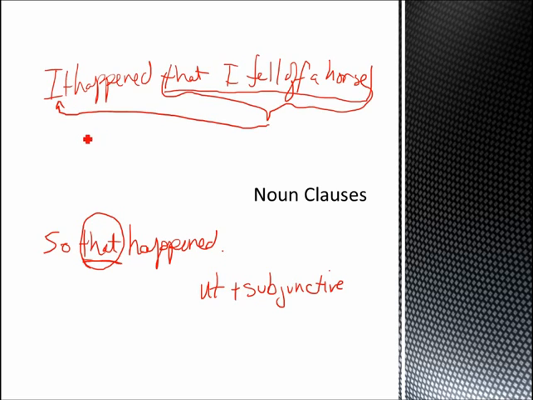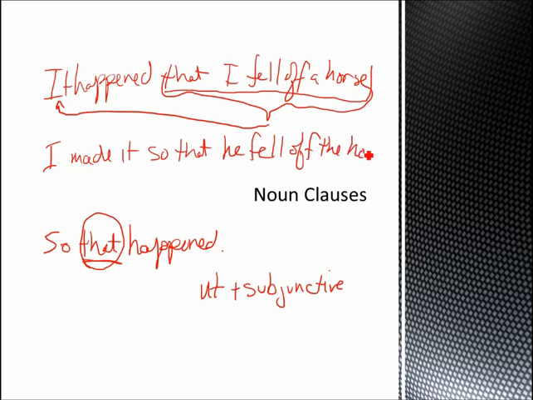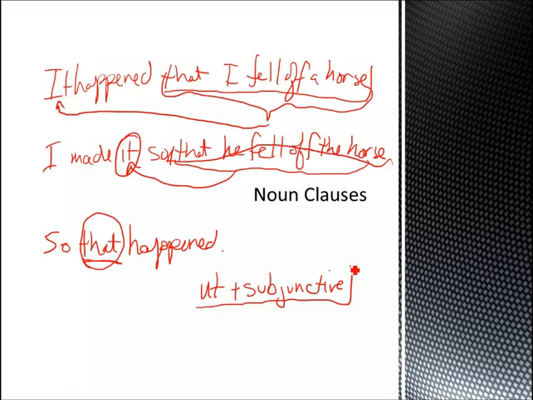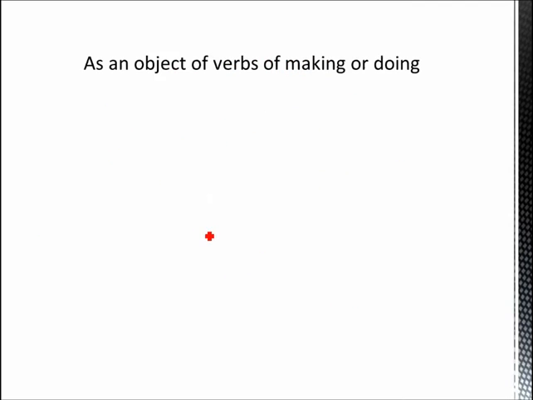We'll also find that it can serve as the object of a sentence. So if I say, I made it so that he fell off the horse, this clause again, that he fell off the horse, is the object of the verb. It is the "it." So in Latin, you already have some experience with purpose clauses and result clauses. This functions very much like a result clause. So let's take a look at some examples.